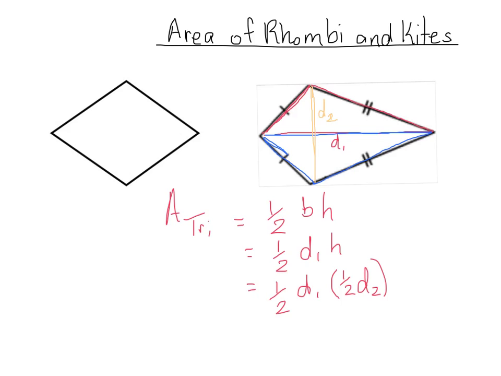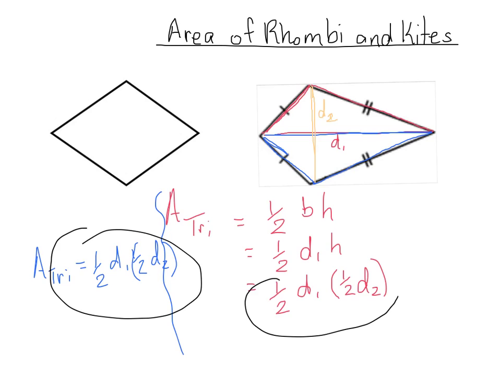Okay, so we mentioned that the red triangle and the blue triangle are congruent to each other, which means that if the area of the red triangle is half diagonal 1 times half diagonal 2, that means the area of the blue triangle is going to be the same thing. It's going to be a half diagonal 1 times a half diagonal 2.